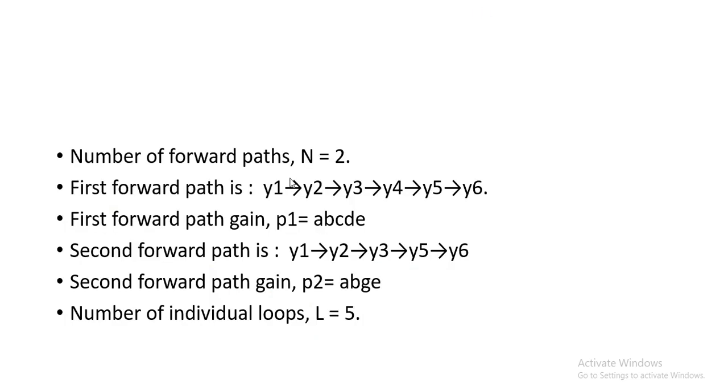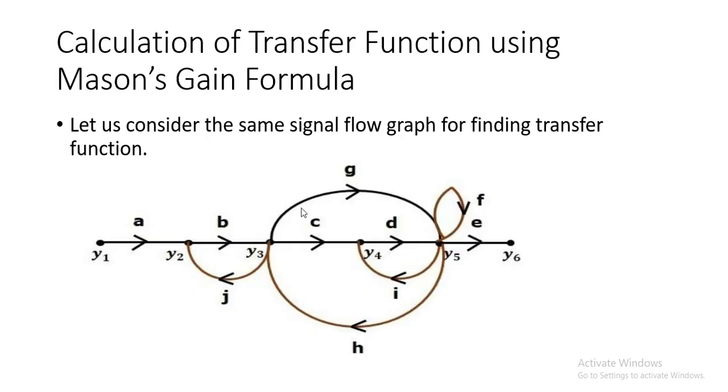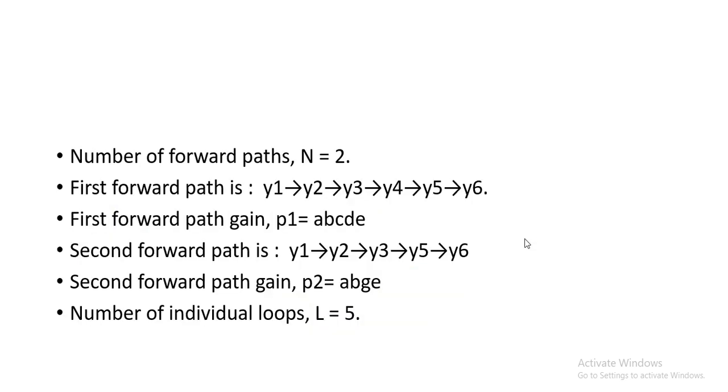Then the first forward path is this one we have seen already, and the gain of this forward path is A, B, C, D, E. This forward path is from y1 to y6, and the gain is A, B, C, D, E. And for the second forward path like this, the gain will be A, B, G, and E. So similarly, the first forward path is this one, and the gain is A, B, C, D, E, that is P1.